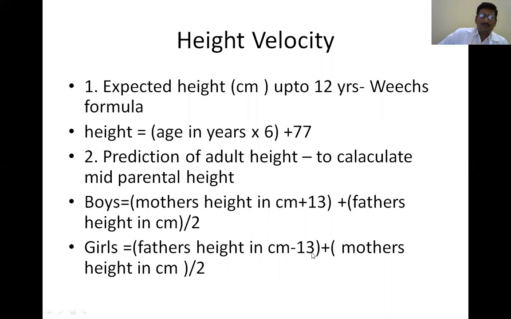The simplest formula is father's height plus mother's height divided by 2, whatever value you get. If you add 6.5 centimeters, that is the adult height that can be achieved by the baby if it is a boy. And if it is a girl, father's height plus mother's height divided by 2 minus 6.5 for girls. So this is the formula we can normally use.